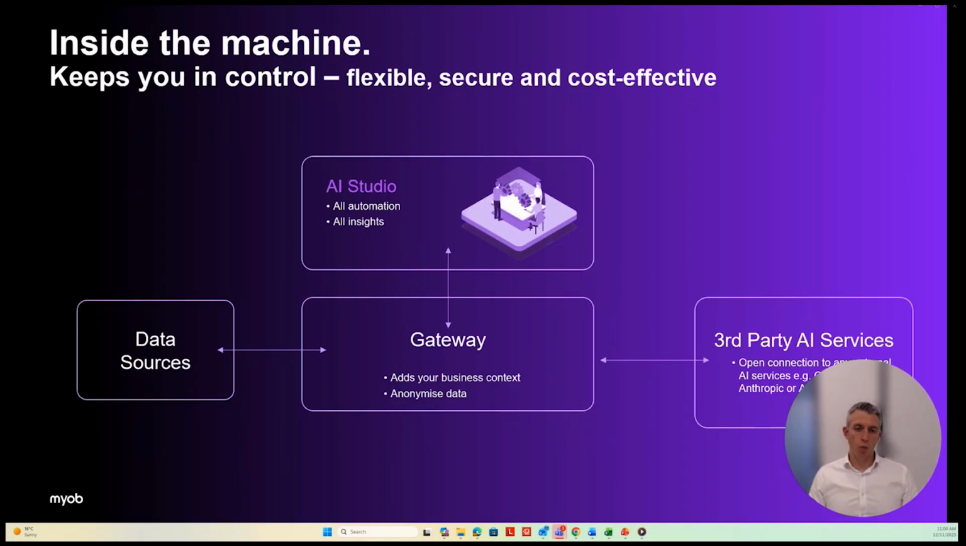Now, how are we going about this? What's inside the machine that allows us to keep you in control and allows it to be flexible, secure, and cost effective? What you see here is a top level view of our system architecture. At the top, those three experiences of assist, automate, and advise sit on top of AI Studio.